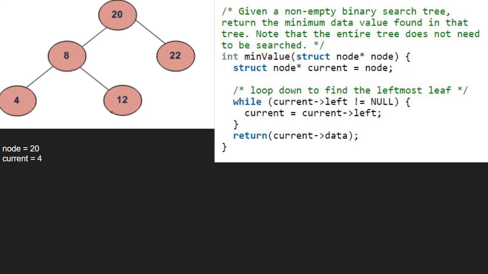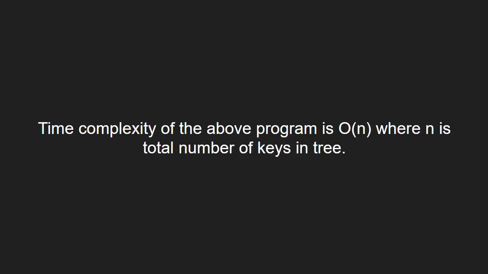Now, let us have a look at the time complexity of the program. This code will run in big O of n complexity. Here, n are the total number of keys in the binary search tree.